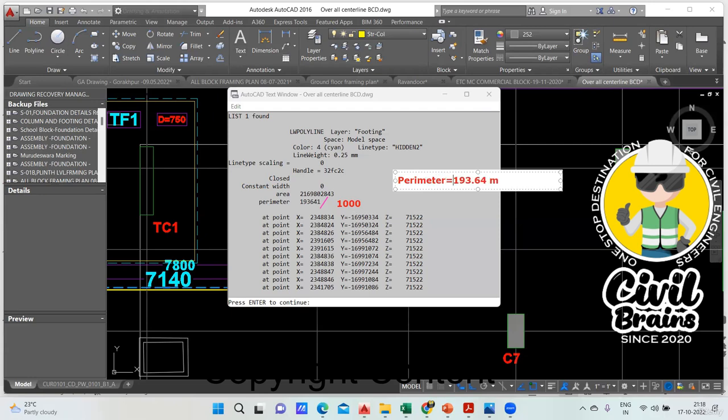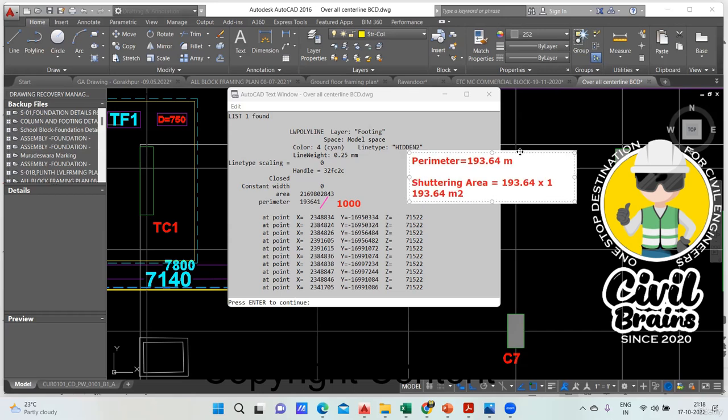I got my perimeter. So if I want the shuttering area, what I need to do? Shuttering area will be your perimeter, that is 193.64, multiplied by the depth. Depth we have 1 meter. That's it, so this itself is the answer. 193.64 meter square of shuttering is required.